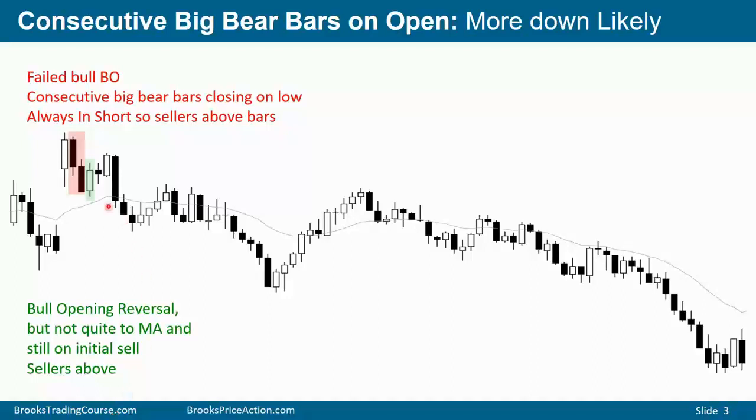The bulls are trying to get an opening reversal up, a pullback to the moving average, and they're hoping that this will be the low of the day and that we trend up. However, after consecutive big bear bars, it's more likely that there'll be sellers above and we'll get at least a small second leg down.